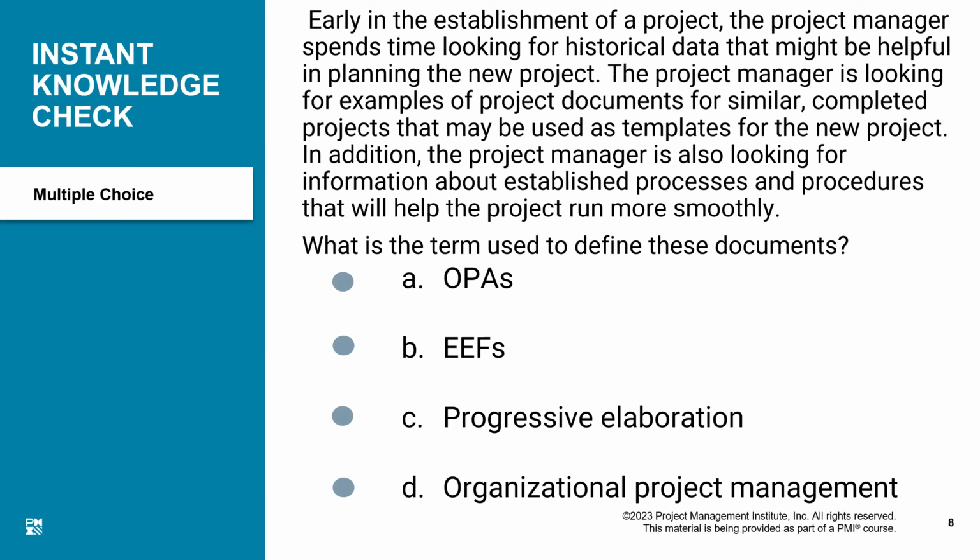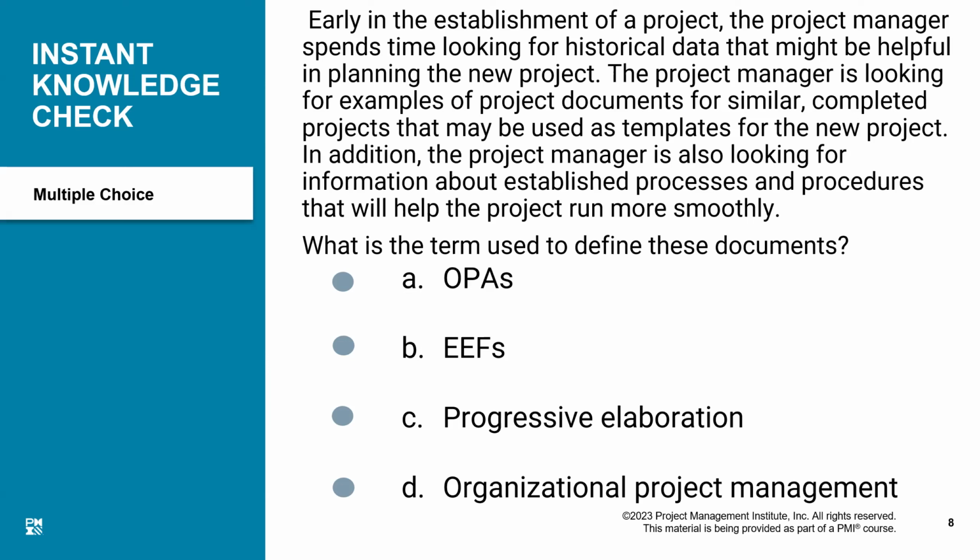Anyways, the question is, early in the establishment of a project, the project manager spends time looking for historical data that might be helpful in planning the new project. Project manager is looking for examples of project documents for similar completed projects that may be used as templates for the new project. In addition, the project manager is also looking for information about established processes and procedures that will help the project run more smoothly. What is the term used to define these documents?